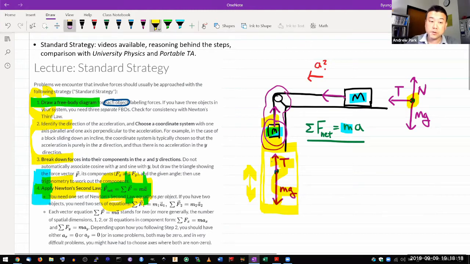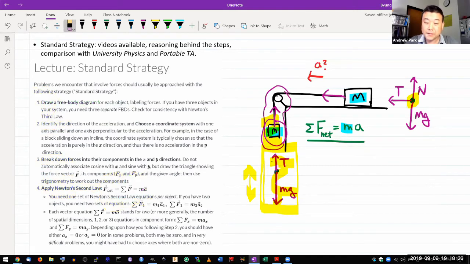And I'm hoping you will get to see that as you're working on homework sets that are due, I guess, tonight and will be due next week from this Monday. So let me give you a bit of a comparison between how we give you these 4 steps and how the textbook and the portable TA lays it out.